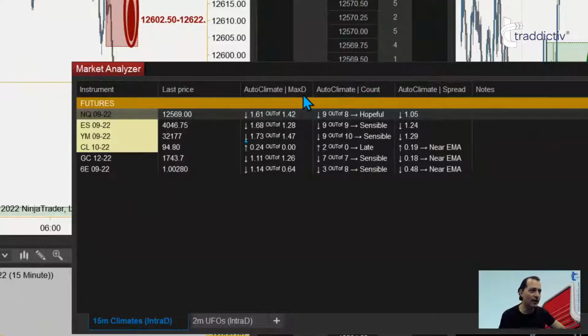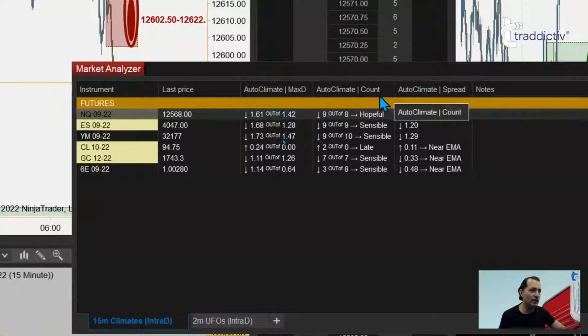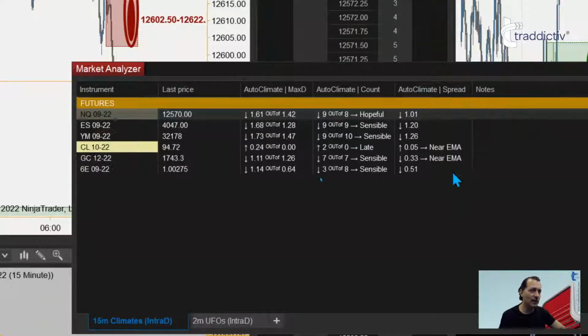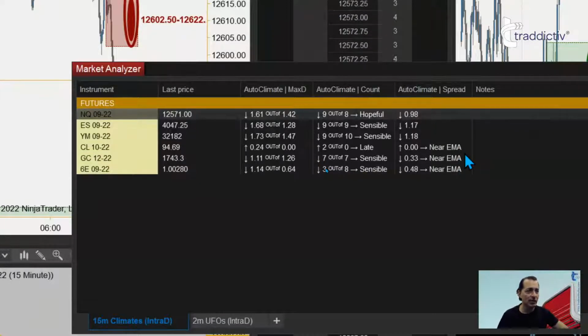And for every one of those markets, we are looking at the max distance of the autoclimate, we are looking at the autoclimate count, and we are looking at the autoclimate spread, looking for those indications where it says that the current price is close to the EMA.